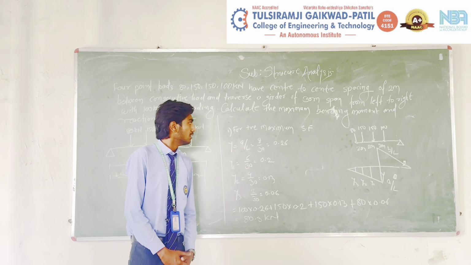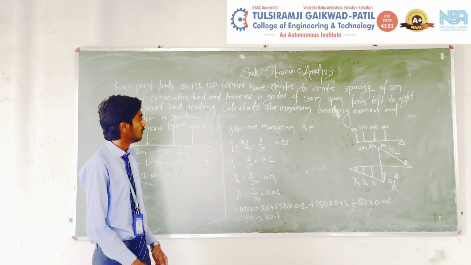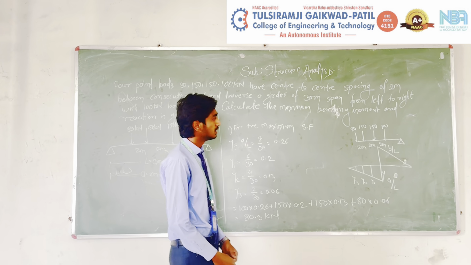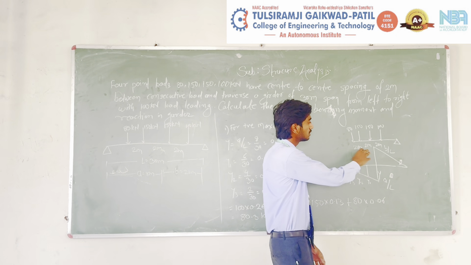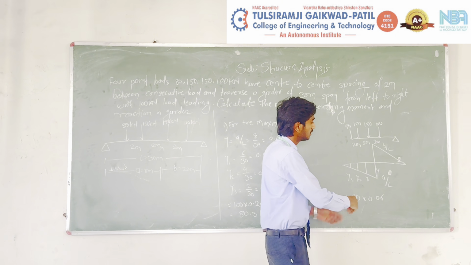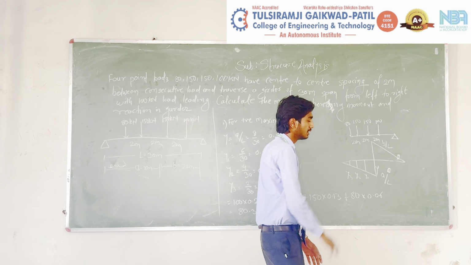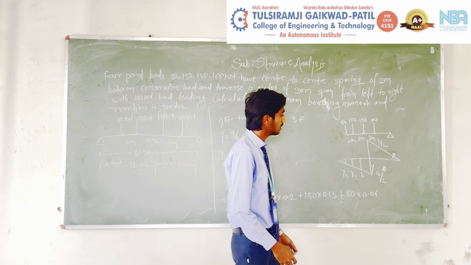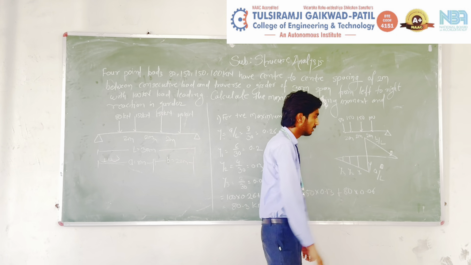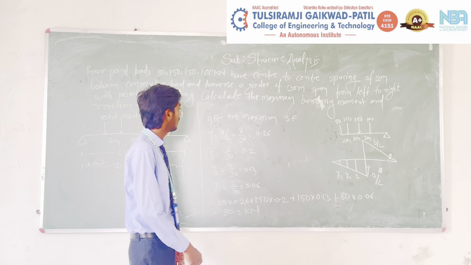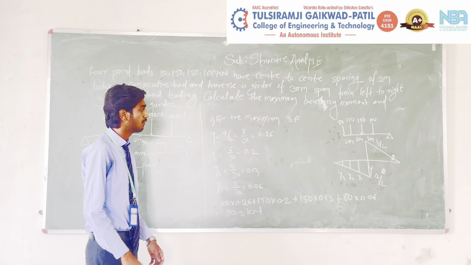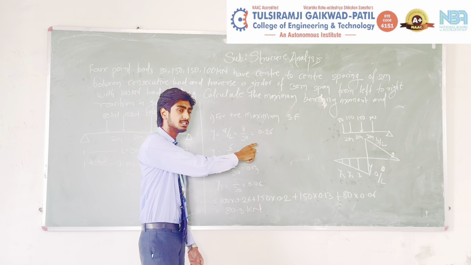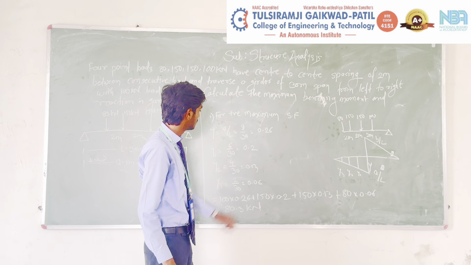So we have to calculate the positive maximum shear force. This is the diagram. There are four forces acting on the left side. This is y1, y2 and y3. We calculate the values of y1, y2 and y3 with the help of the formula y is equal to A by L. The values of A and L we put in this formula, and we get the answer 0.26.